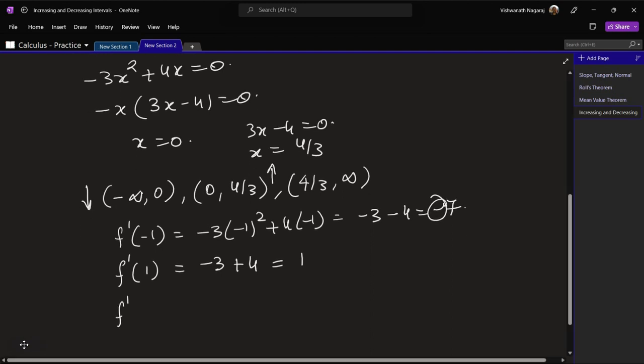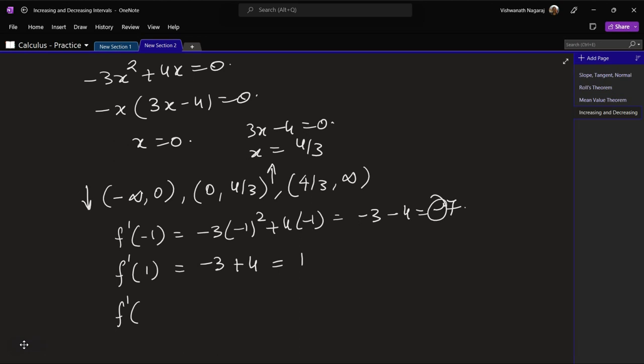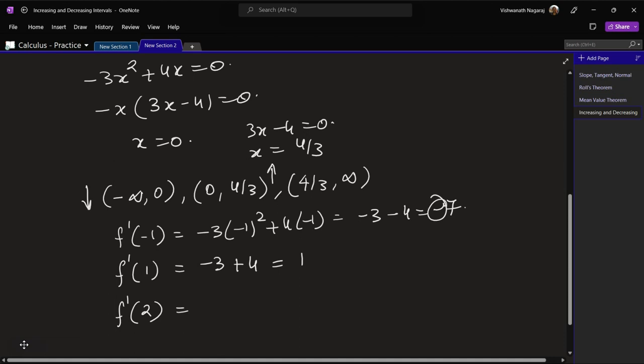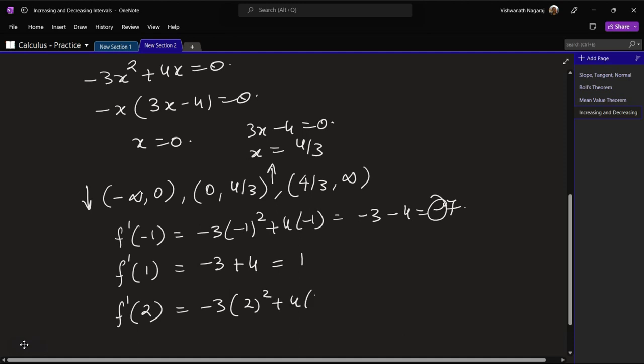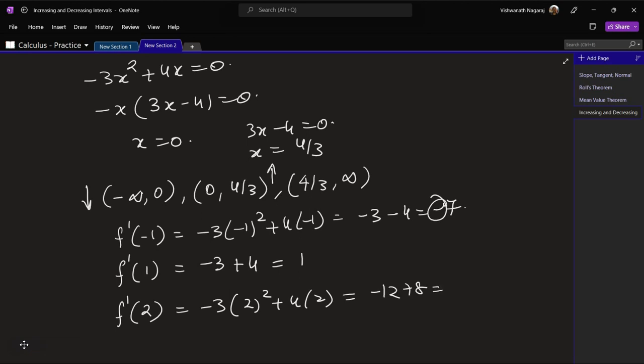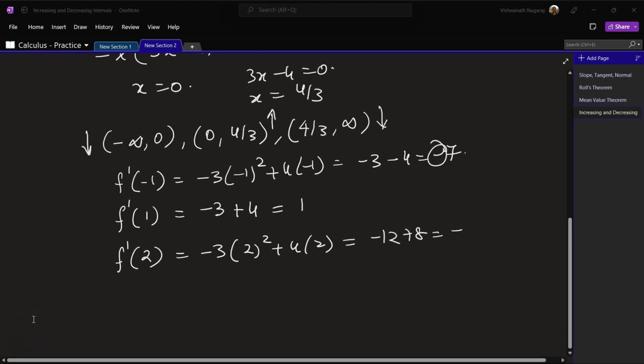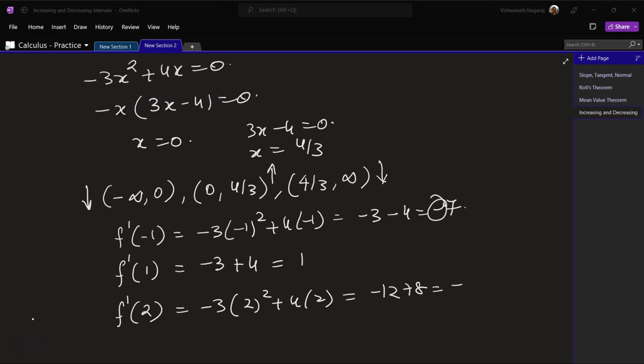Now let's pick a number between 4 by 3 and infinity. So 1 point something to infinity. So let's pick the number 2 now. So here minus 3 times 2 square plus 4 times 2, which gives us minus 12 plus 8, which gives us a negative number, which means in this interval it is going to be decreasing. Put this function in a graphical calculator and look at the graph, and you will notice that it is decreasing in this interval, increasing in this interval, and decreasing in this interval.